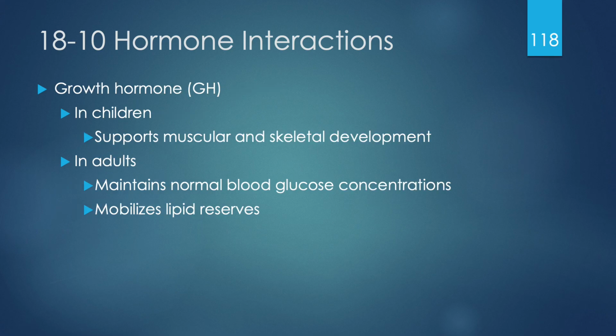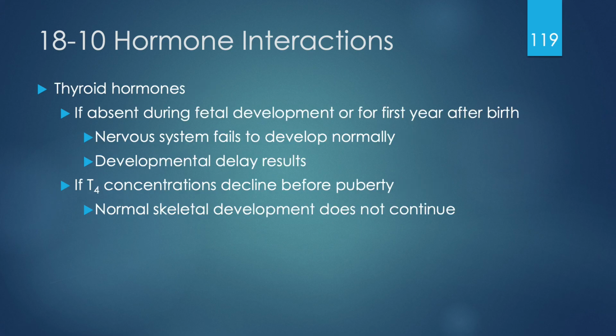So let's look at each of these hormones just in summary. So growth hormone is responsible in children for developing our muscular system and our skeletal development. And for adults, it's going to help us to maintain normal blood glucose concentrations and allow us to mobilize our lipid reserves for energy when needed. Thyroid hormones are so important that if they're absent in the perinatal period of development, the nervous system won't develop properly, and as a result, developmental delay will occur.